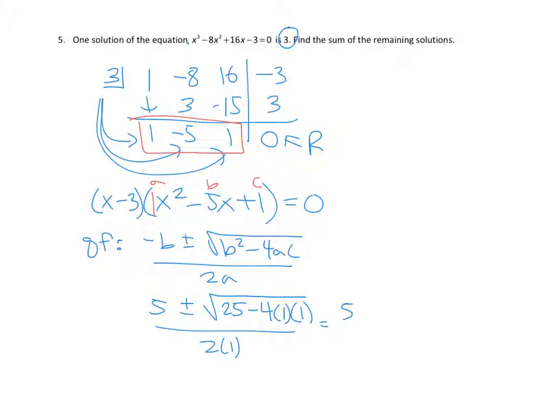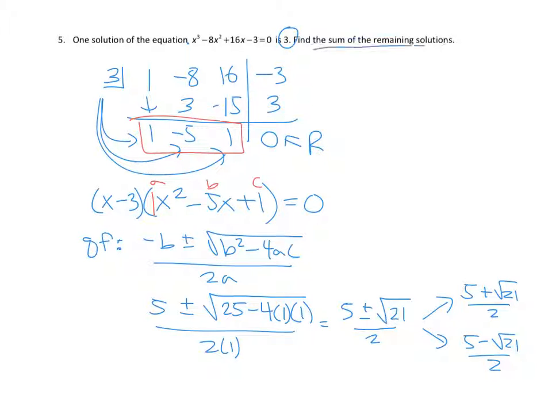And we get 5 plus or minus the square root of 21 over 2. And that actually represents two solutions because of the plus or minus. It's 5 plus radical 21 over 2 and 5 minus radical 21 over 2. So we have two additional solutions besides the 3 that we already knew about. And we're supposed to find the sum of the remaining solutions. So we want to add those two solutions together.